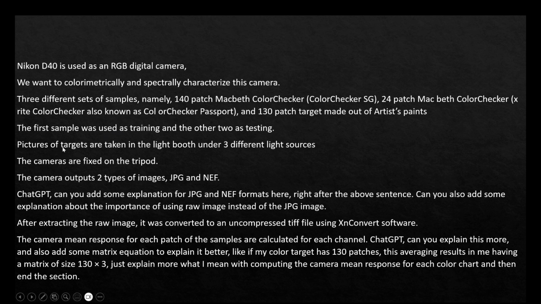Also, pictures of targets are taken in the light booth under 3 different light sources. The camera is fixed on a tripod. The camera outputs 2 types of images, JPEG and NEF. And then let's say I have no idea what these 2 formats of images are, so I'm going to ask ChatGPT to add some explanation for these 2 right after it has written this part.